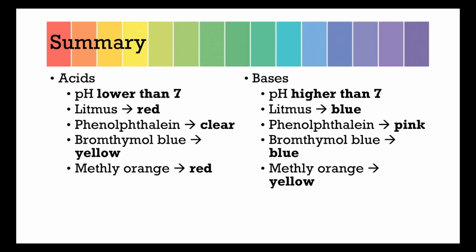Okay, so just to sum this up, acids have a pH of lower than 7. Litmus turns red, phenolphthalein is clear, Thymol blue is yellow, and methyl orange is red. And then, oppositely speaking, bases have a pH of 7 or higher. Litmus is blue, phenolphthalein is pink, Thymol blue is blue, and methyl orange is yellow. So again, you don't need to memorize any of this. It is on the reference table.